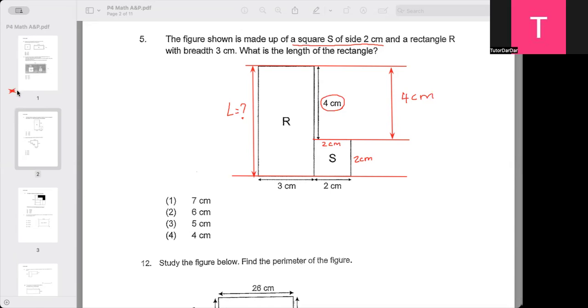So from here to here is going to be 2 cm. Correct? So based on this, you can see from here to here is equivalent to from here to here. So these two added together is going to be 4 plus 2, which is 6 cm. So this length is equivalent to this length. That is the reason the length is equal to 6 cm. The answer is 2.